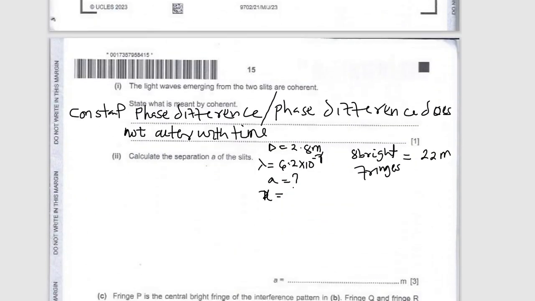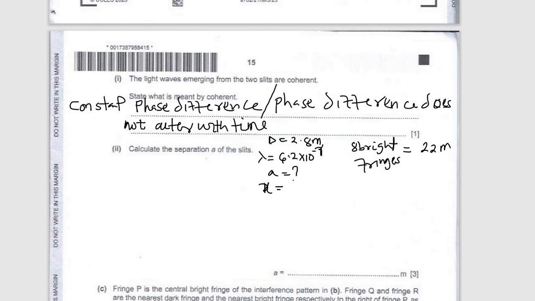But to use the formula, we only need one bright fringe. If 8 bright fringes is 22 millimeters, then 1 bright fringe will be 22 divided by 8 in millimeters, which gives us 2.75 millimeters. So our X is 2.75 millimeters.